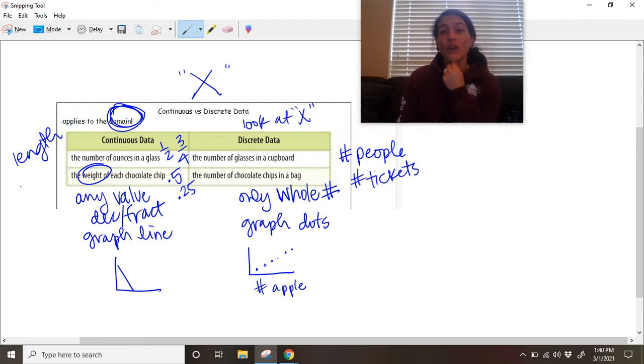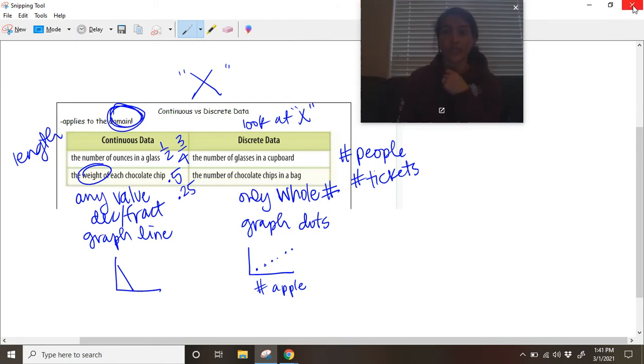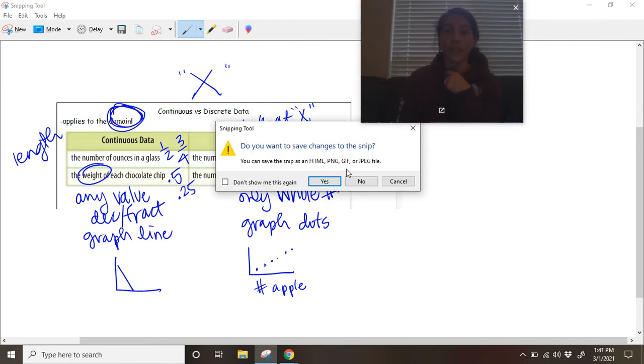Usually money or time is going to be continuous because you can have half a minute, half an hour, 3/4 of an hour. And so time is another one that's usually continuous. So let's do an example with this information.